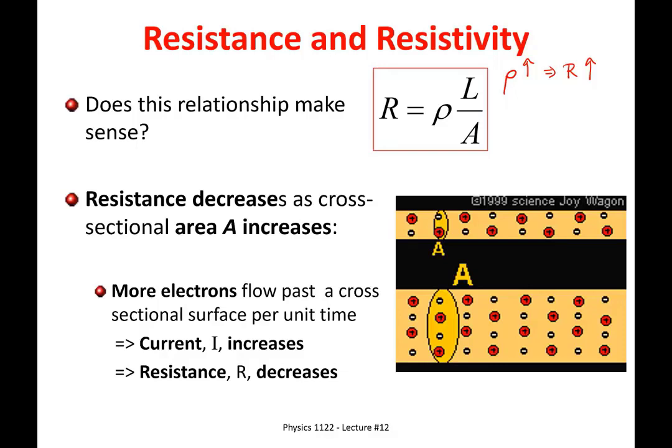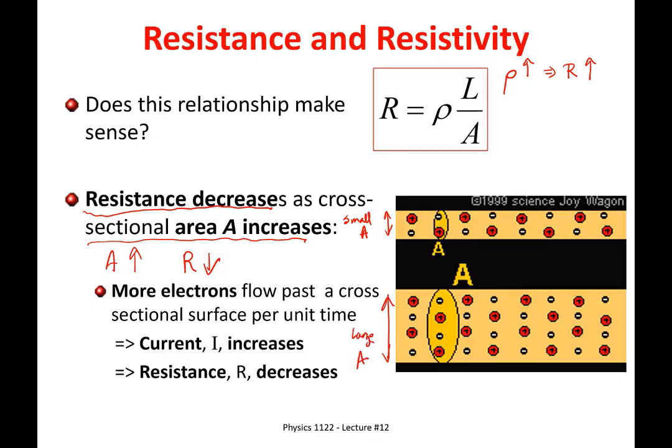But then let's look at the other two parameters, the L and the A, that appear in this equation. This equation says that the resistance will decrease as the cross-sectional area A increases. So A is in the denominator. If A goes up, then the resistance of the object is going to go down. And to get a feel for that, there's an animation that's shown on the right where we have a thin wire of small cross-sectional area, and then a thicker wire of large A.